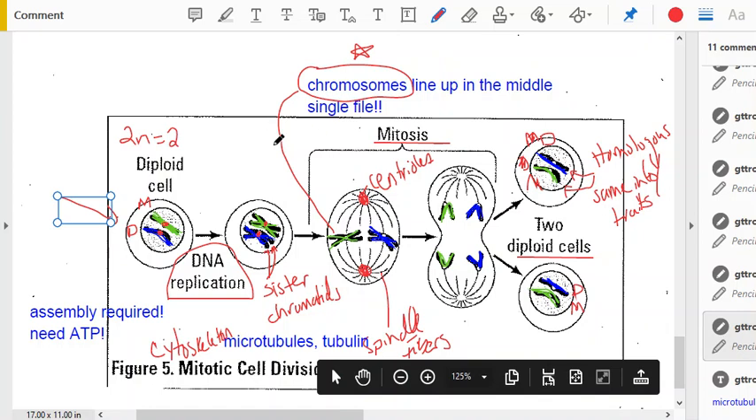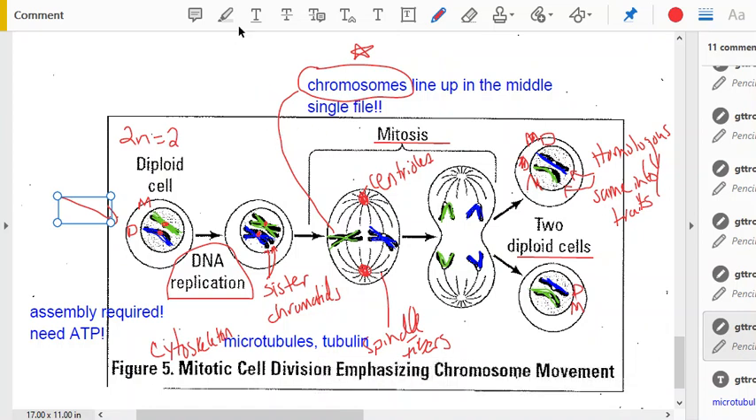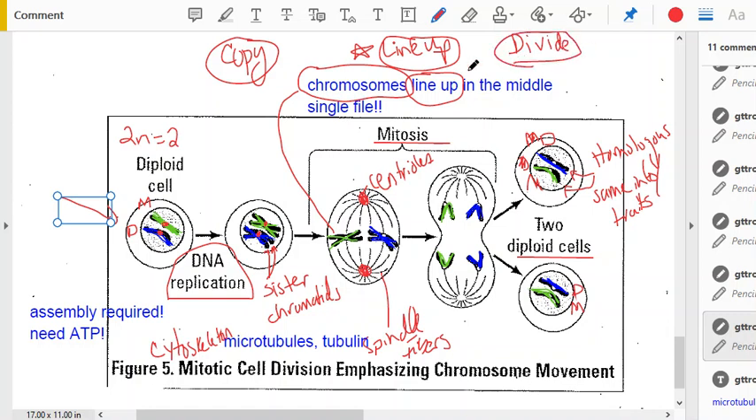So the basic formula is you are going to copy the DNA. The chromosomes are going to line up. Right? They're going to line up in the middle of the cell, and then the cell is going to divide. That's kind of the overarching process here. Copy, line up, divide.